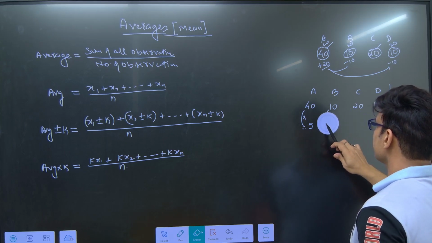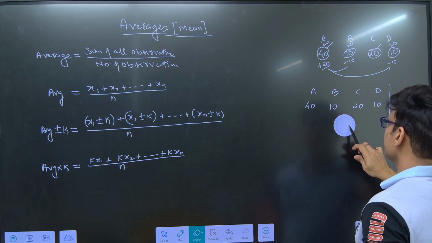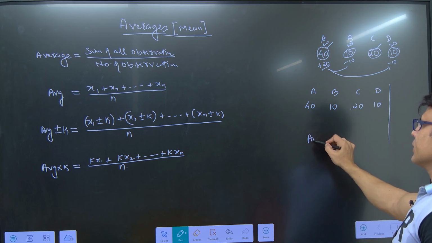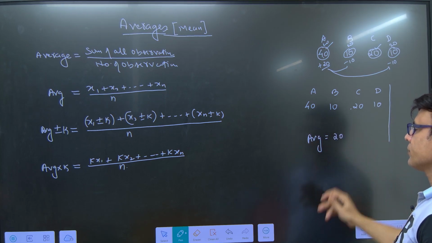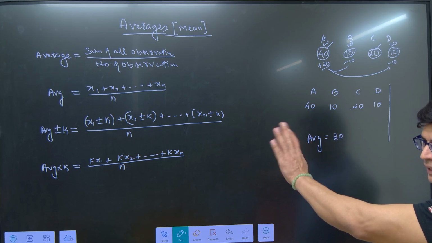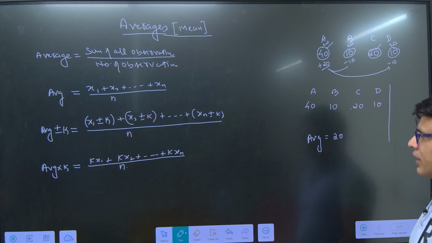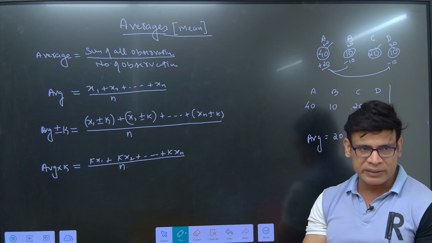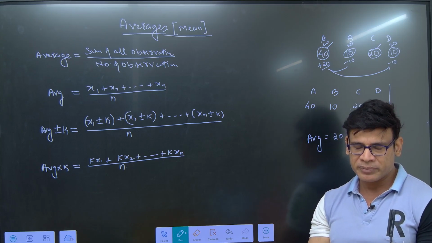Now, take this case. The second case is, the first part is clear to all of you. In this case, what is the average? 20, right? Now, this part is clear, right? Okay. The next thing, which is more important than this. Average is 20. Now, suppose these are four brothers, A, B, C, and D. A has 40 chocolates, B has 10 chocolates, C has 20 chocolates, and D has 10 chocolates. So, their average is 20.